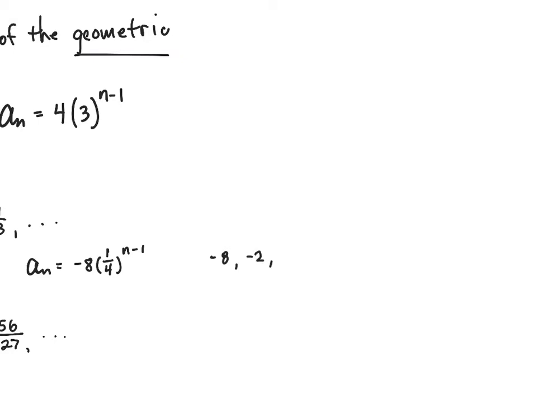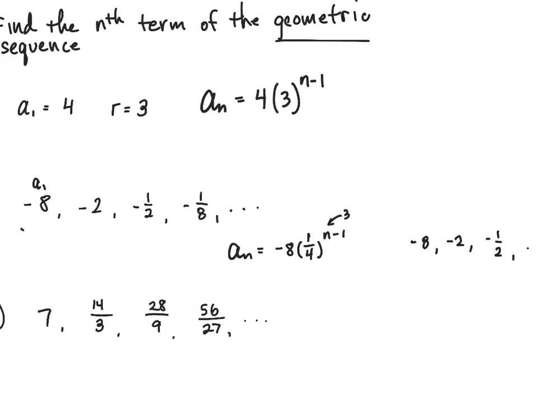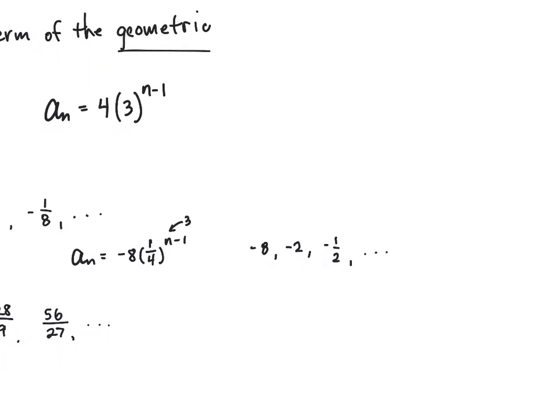So the second term would be -2. Now the third term, we would plug in a 3. 3 minus 1 is 2. 1/4 squared is 1/16. And -8 times 1/16 is -1/2. So we've written the first couple terms of the sequence, comparing it to what we started with. It's the same sequence. So this is the correct formula, or explicit formula, or this is the correct nth term for that sequence.